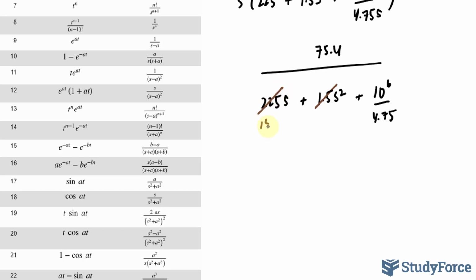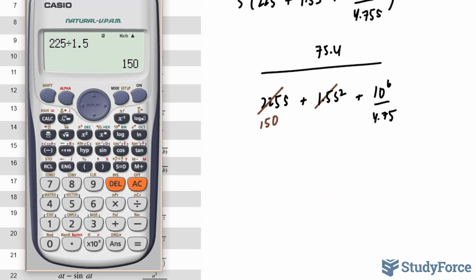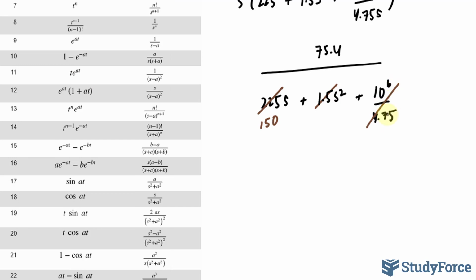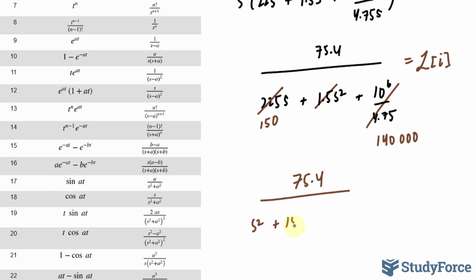Dividing this by 1.5, I get 150. And dividing this by 1.5, let's find out. We have 10 to the power of 6 over 4.75, and then dividing it by 1.5 gives us approximately 140,350. Since this is three significant figures, I'll only work to 3 here, so I'll use 140,000. Also keep in mind that in a later step, I'll be dividing 75.4 by the factor that I pulled out of 1.5. I'm not going to show it yet, but I'll do it in a later step. This is equal to the transform of I. I want to rewrite this so that it looks nice and clean: 75.4 over s squared plus 150s plus 140,000.